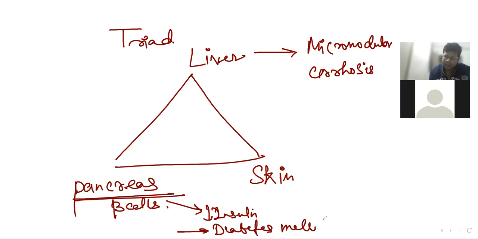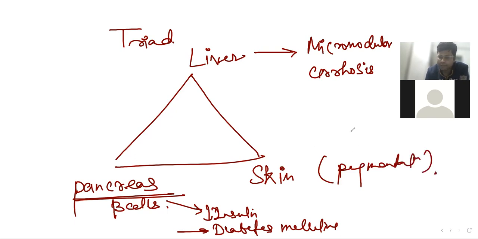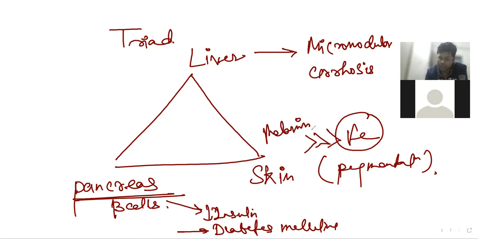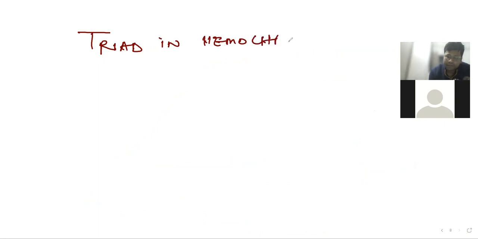Then in skin, what happens? There is pigmentation. There is excess deposition of iron, so pigmentation occurs. Though iron causes pigmentation too, the majority of the pigmentation is due to melanin. So this is the triad you need to remember, the triad in hemochromatosis.